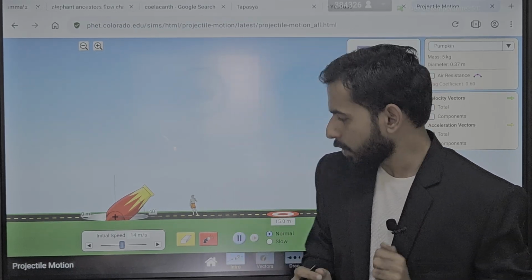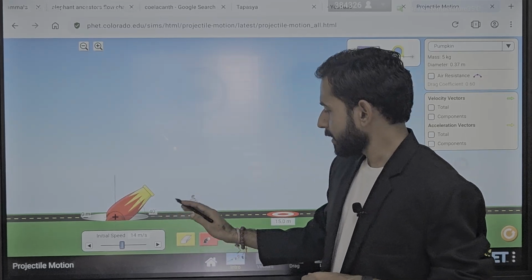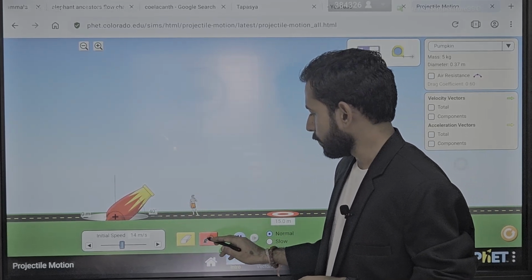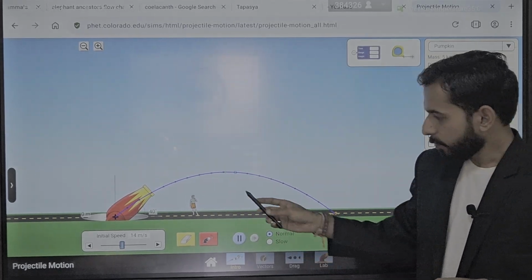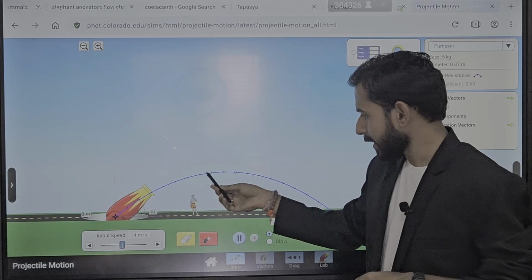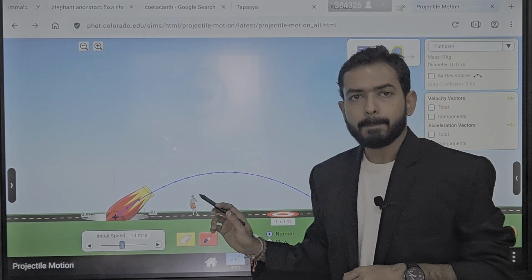Let's see, is it working or not? I have taken a shell here, and I will fire a particle from here. You will notice that when I have thrown a particle, it is moving in a curved path, and we call this path a parabolic path.